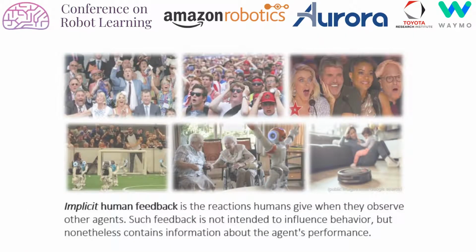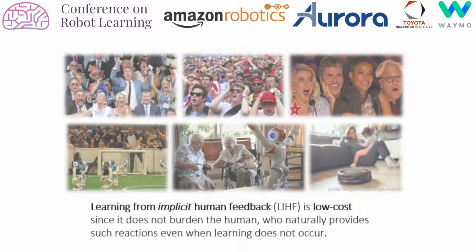Implicit human feedback is the reactions humans give when they observe other agents. Such feedback is not intended to influence behavior, but nonetheless contains information about the agent's performance. Learning from implicit human feedback, abbreviated as LIFE, is low cost, since it does not burden the human user who naturally provides such reactions even when learning does not occur.